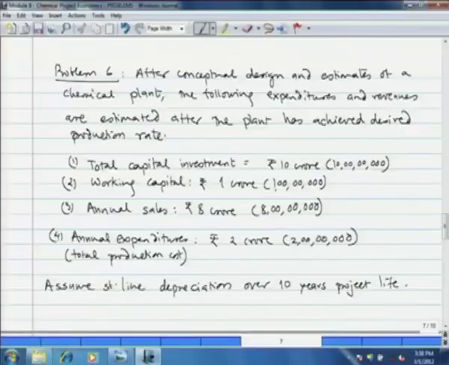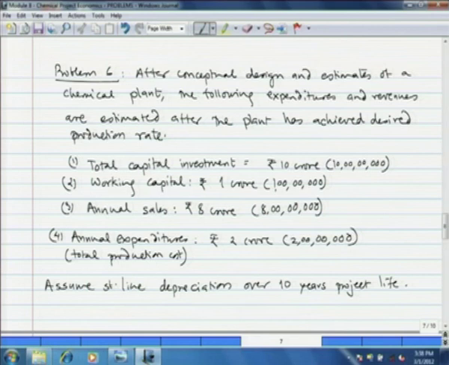Let us see a problem on profitability analysis of a chemical plant. The problem statement is now appearing on the screen. After conceptual design and estimates of a chemical plant, the following expenditures and revenues are estimated after the plant has achieved the desired production rate.